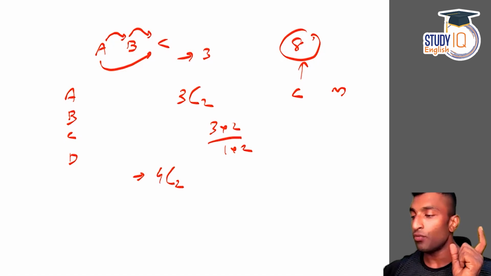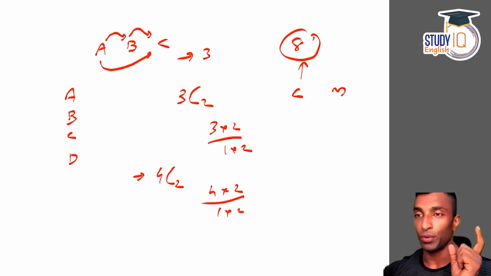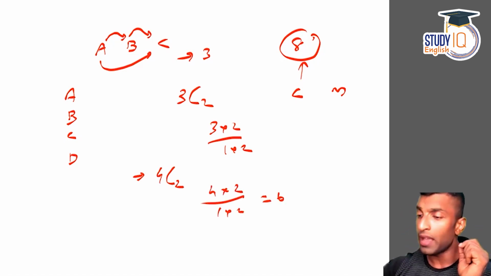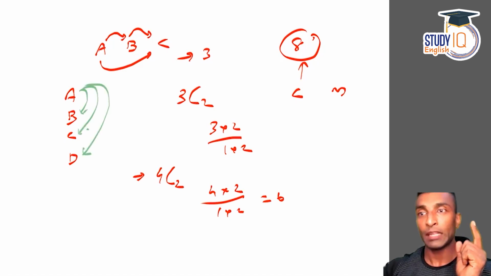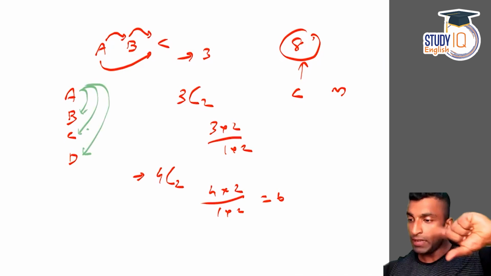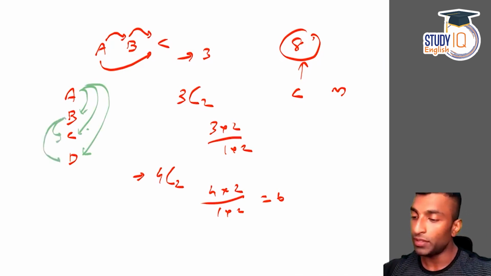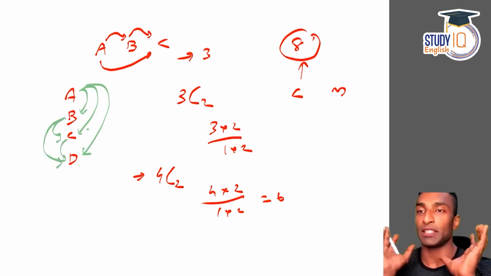4C2 means 4 into 3 divided by 1 into 2. That will be 6. What are the 6? I'll show you. A with B, A with C, A with D. So A played against each other. Meantime, B also played against A. Now B has to play with C, B has to play with D. Now C has to play with D. So these are the 6 matches.